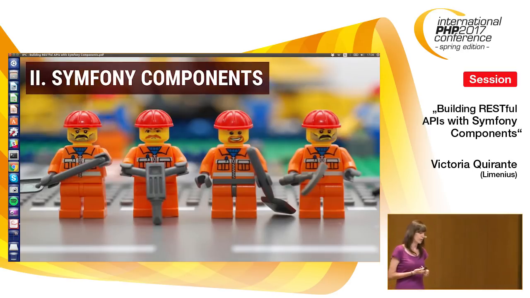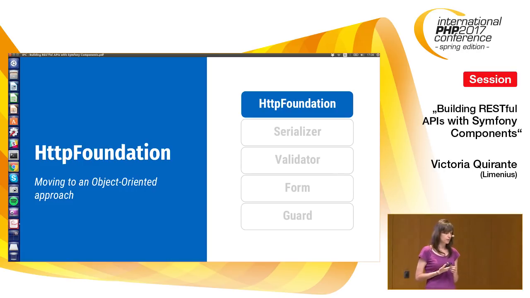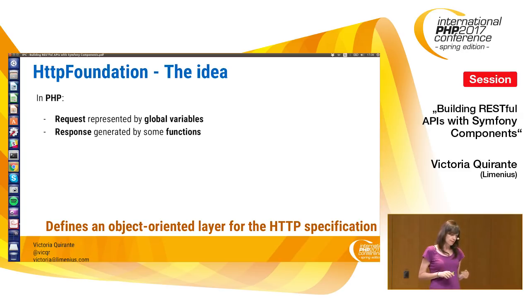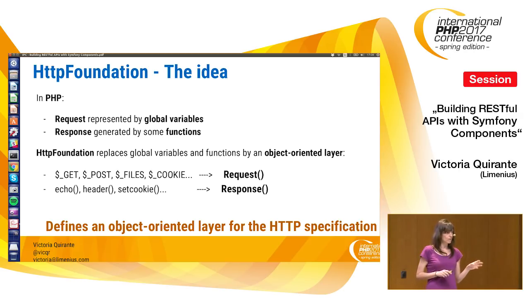Okay, let's see those components, starting with the HttpFoundation that is going to be the foundation of our API. This component is going to provide us with an object-oriented layer for the HTTP specification. Okay, how does it work? As you know, in PHP, the request is represented by some global variables, and the response is generated by some functions. So this component is going to replace those global variables and functions by 2 very nice objects, request and response.